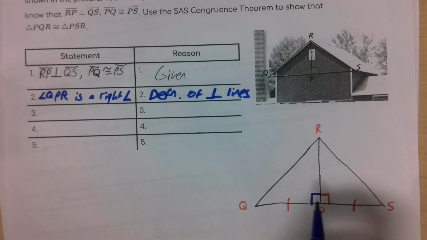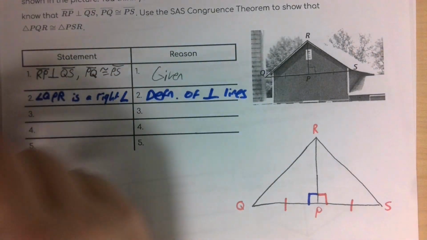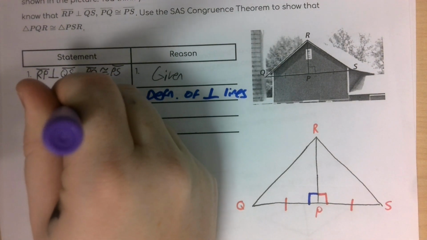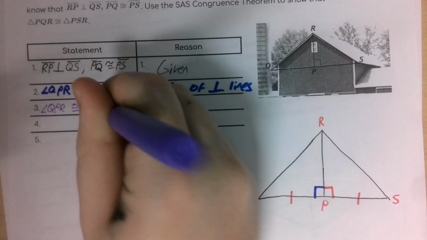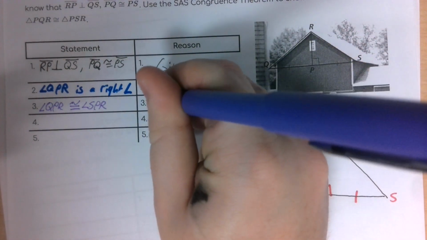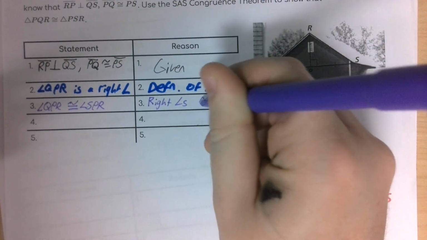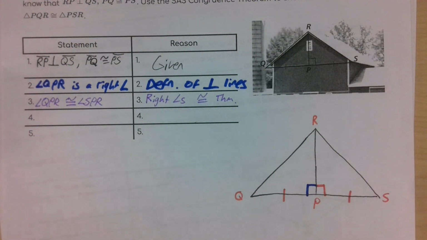So now we know that these two angles must both be right. That means they're both congruent to each other. So angle QPR must be congruent to angle SPR. Why? It's because they're both right angles. And there's a theorem that we learned in Unit 2, the right angles congruence theorem, that says that all right angles are the same. Nice.